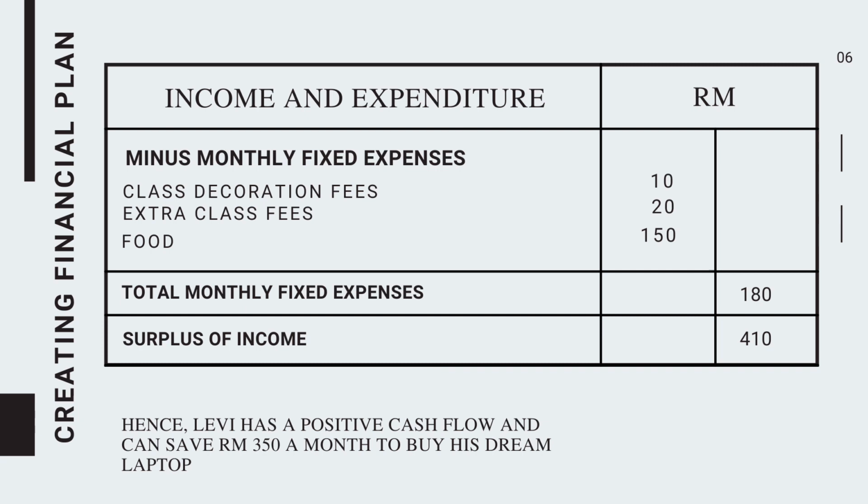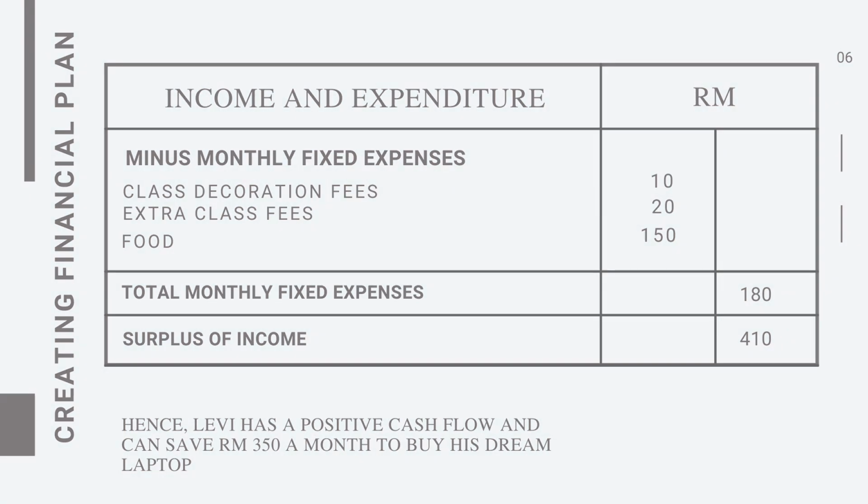And now we're going to calculate the monthly fixed expenses. He needs to pay 10 ringgit class decoration fees, 20 ringgit extra class fees, and also 150 ringgit for food. Thus, the total monthly fixed expenses is 180 ringgit. The surplus of income is 410 ringgit. Hence, Levi has a positive cash flow and can save 350 ringgit a month to buy his dream laptop.